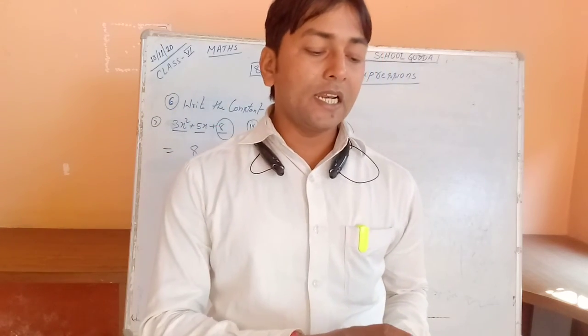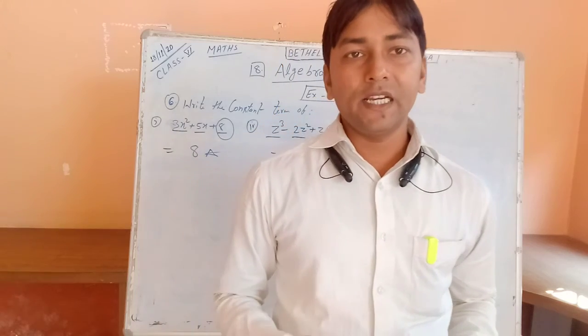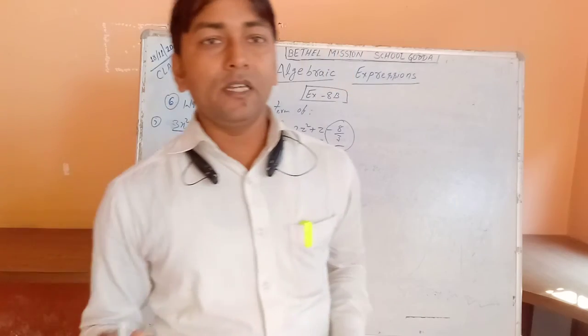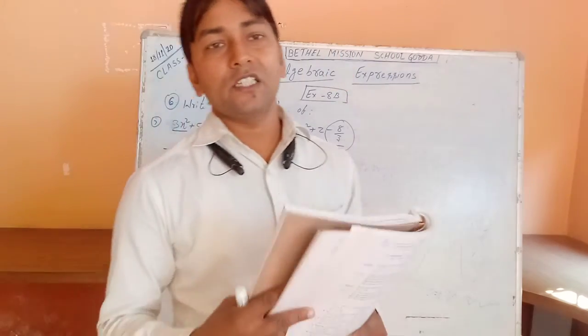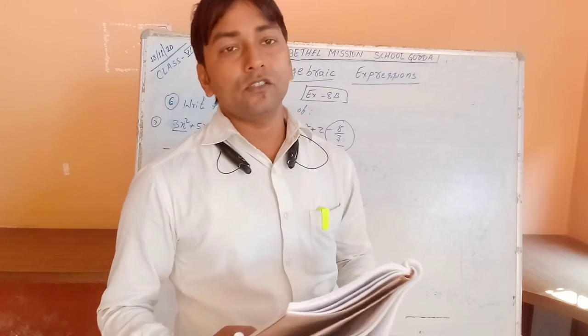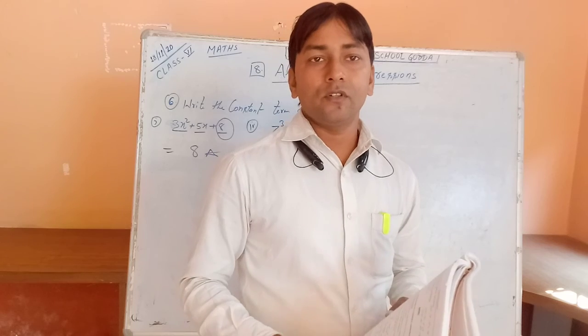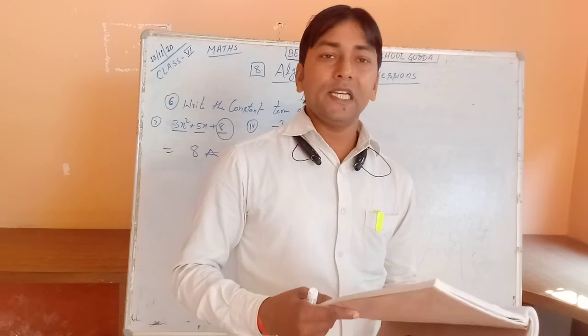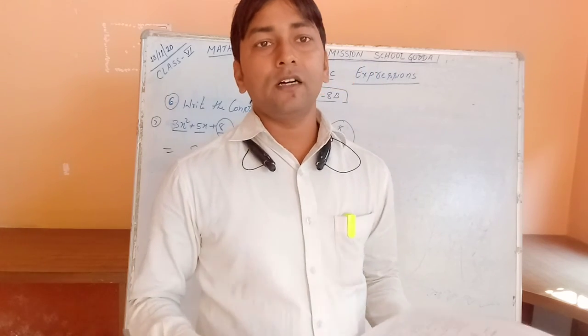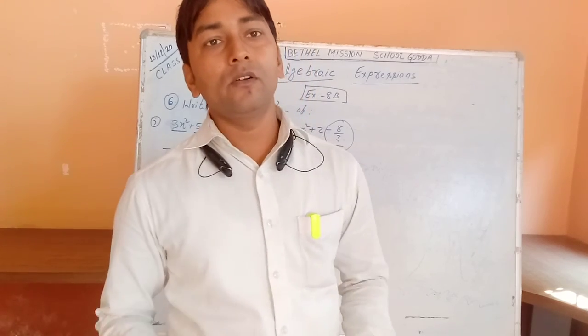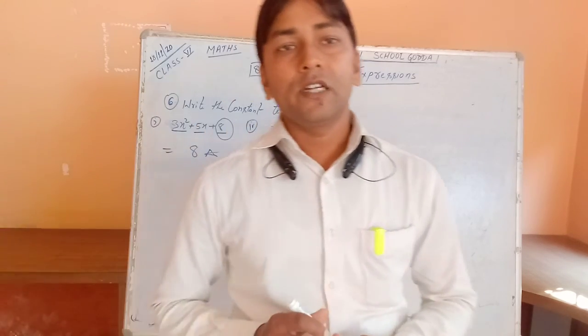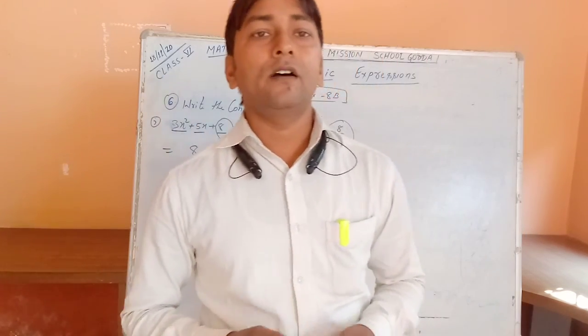And identify the like terms in the following. You know the like terms: if the variables are the same, x square y and also you get x square y, then these both are like terms. I hope you got it, and you will try all the questions given in your book. You can do them yourself now.